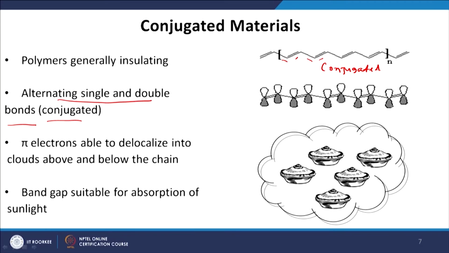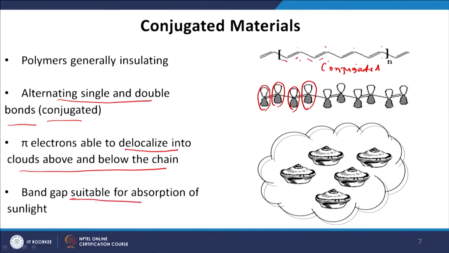Now what will happen in this kind of conjugated structure, the pi electrons, which look like a dumbbell shape and are distributed over this polymer backbone, are delocalized into clouds above and below the chain. So the pi electron density is distributed throughout the polymer chain, above and below. Because of this conjugation, this kind of polymer has delocalization of the electron clouds, or the pz electrons, which are loosely bound throughout these chains.